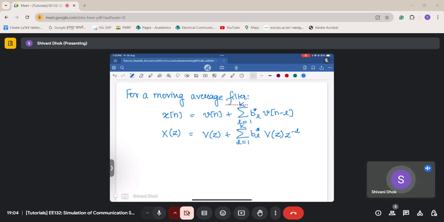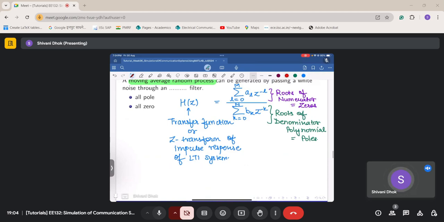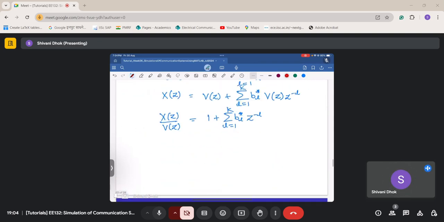Now I can take V of z common and divide by it on both the sides. So we'll get something like this: 1 plus summation L equal to 1 to K b_L conjugate into z to the power minus L. Another thing to note here is that this transfer function is the output z transform upon the input z transform. So this is the ratio of output z transform to input z transform. So this is your output and this is your input.